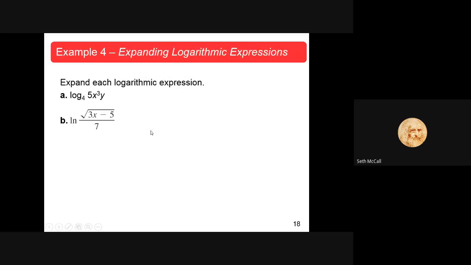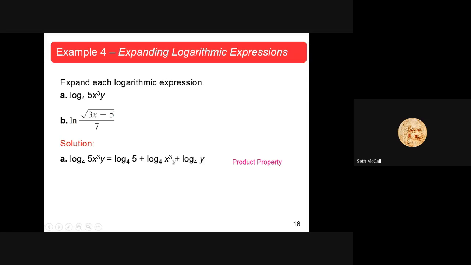We're going to take this expression that's right here, log base 4 of 5 x to the third y, and we're going to log each piece individually. So we're going to have log base 4 of 5 plus log base 4 of x to the third plus log base 4 of y. One thing to note, because we started with log base 4, each of the logs, when it's expanded with the product property, will also be log base 4.